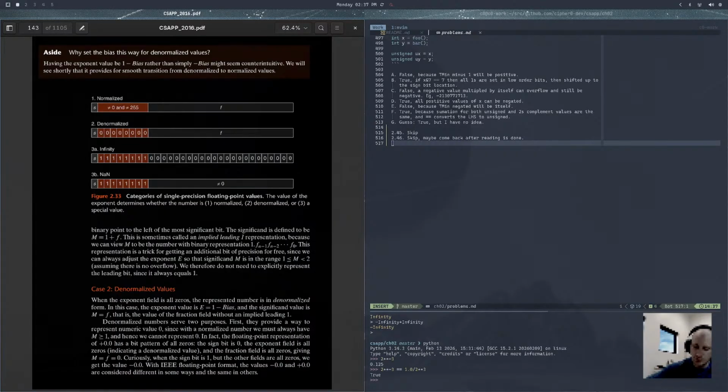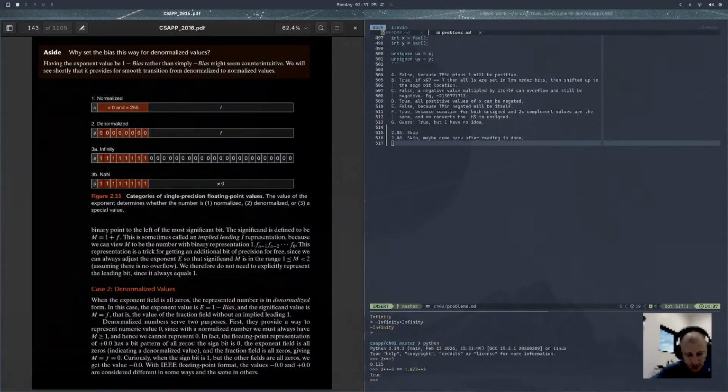Okay. It is interesting that they waste so many bits on NaNs. Denormalized values: when the exponent field is all zeros, the number is represented in denormalized form. In this case, the exponent value is E = 1 - Bias, and the significand value is M = f. That is the value of the fraction field without the implied leading 1. Denormalized numbers serve two purposes.